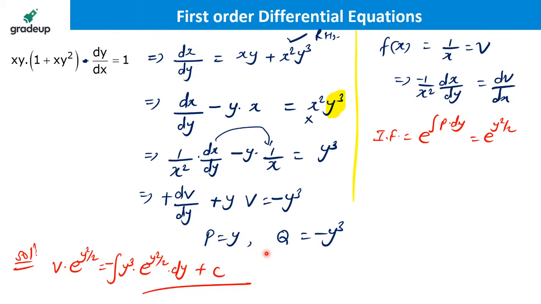Of course, you can integrate. Put y square by 2 equal to t. So y dy will be equal to dt. After this substitution, you will be able to integrate this. Try the integration. Requesting all of you to hit the like button.